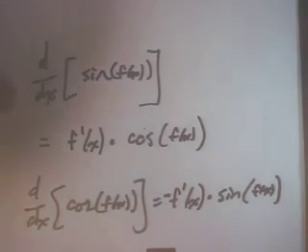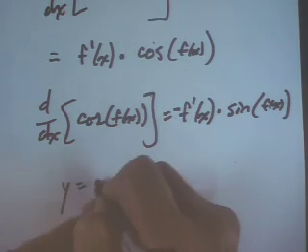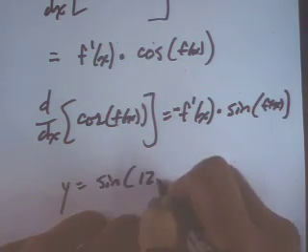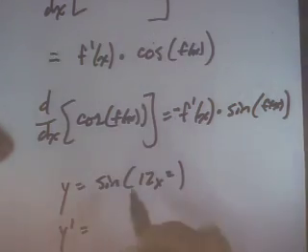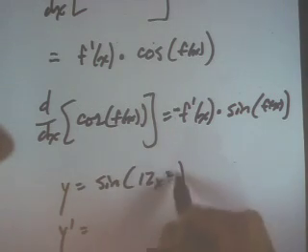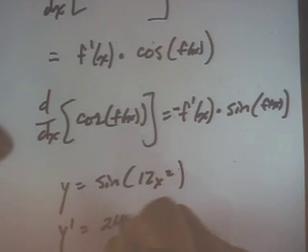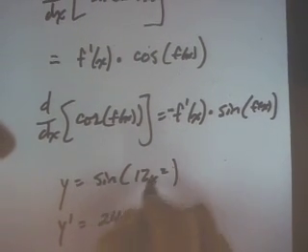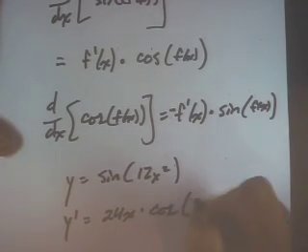Looking at an example, let's say we had y equals sine of 12x squared. Well, then y prime would equal, the rule for sine is you take the derivative of the argument, which is 24x, and multiply it by the derivative of sine evaluated at that function. And derivative of sine is cosine, evaluated at that function.